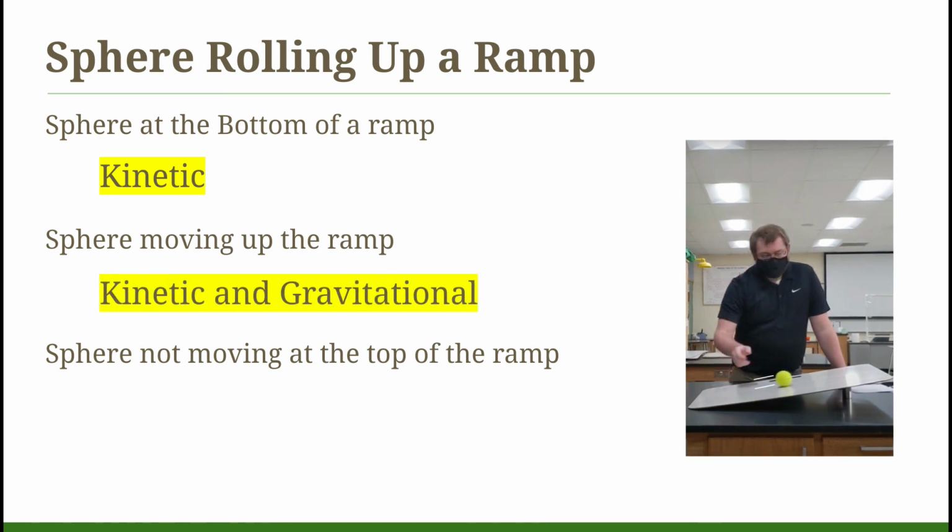When it is halfway up the ramp, it starts to slow down, and so it loses that kinetic energy, but it does become higher up, so it starts to gain gravitational energy. And at the very end, it basically comes to a stop, and so it has no more kinetic. It's transformed all the way to gravitational. We're now at its highest point in the video.